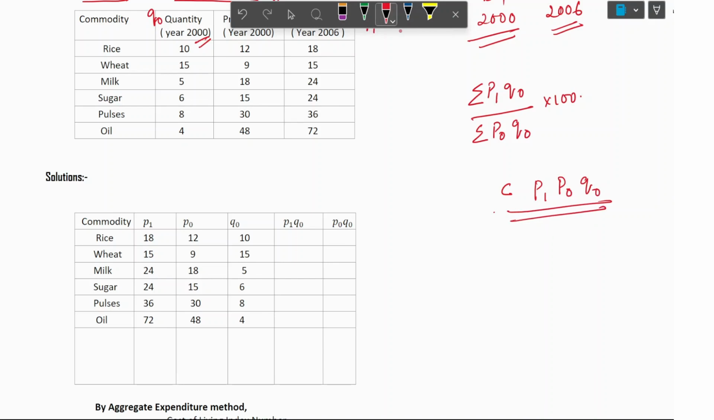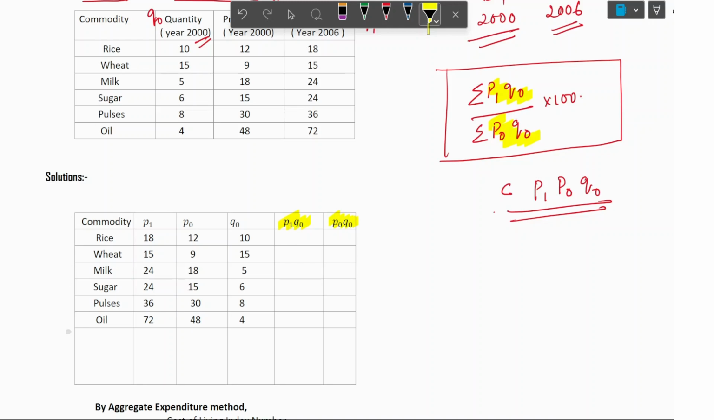These are the 4 columns that we can copy from the question. Now we need to construct 2 more columns. Those columns depend upon the formula, as I always explain in the last lectures. Depending on the formula, you construct the extra columns: first P1 Q0 and next P0 Q0. See here, I have written the P1 Q0 column, and the P0 Q0 column next.